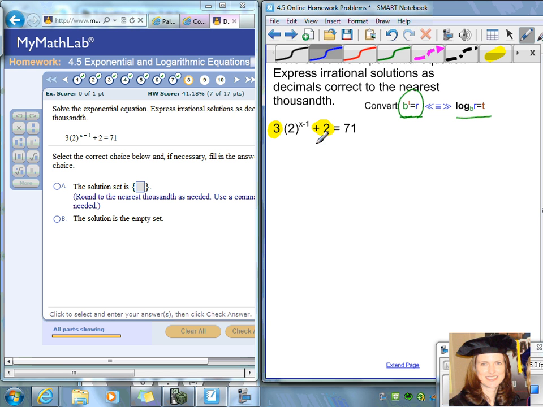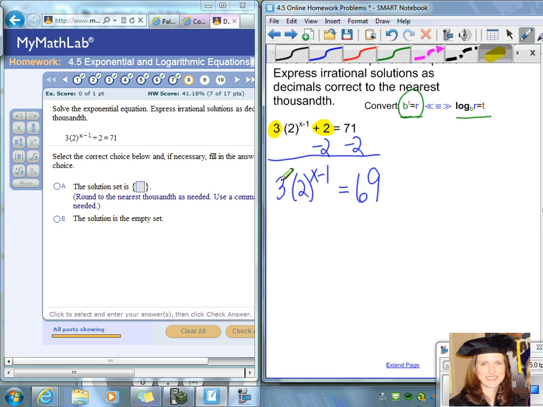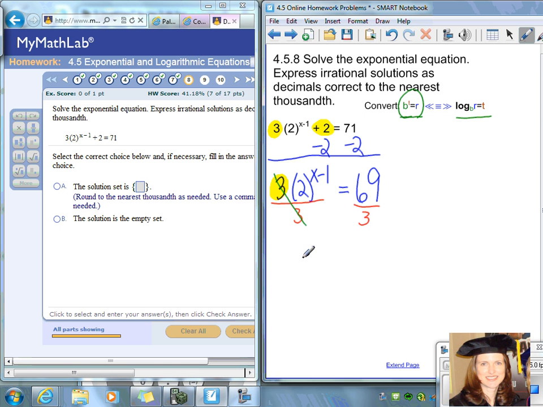So using a little bit of algebra, we're going to subtract 2 from both sides of the equation. That's going to give us 3 times 2 to the x minus 1 power equals 71 minus 2, which is 69. Now I want to get rid of this 3 out in front. I do that by dividing both sides by 3. When you divide both sides by 3, they divide out and you get 2 to the x minus 1 power equals 23. 69 divided by 3 is 23.